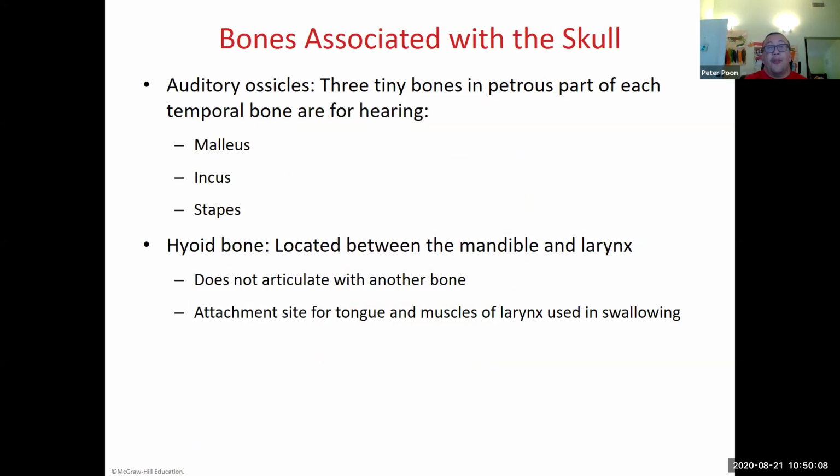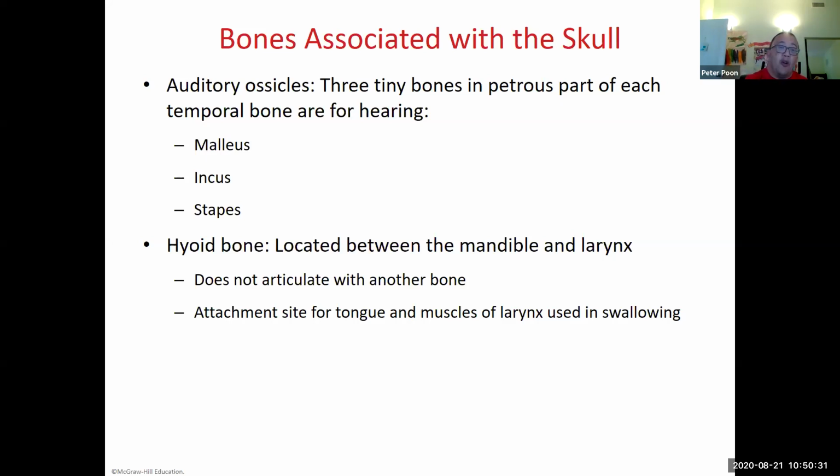The three little bones in the inner ear. We'll talk more about these when we talk about hearing. The three little bones are the malleus, incus, and stapes. Malleus means hammer, incus means anvil, stapes means stirrup. And that's what they look like.